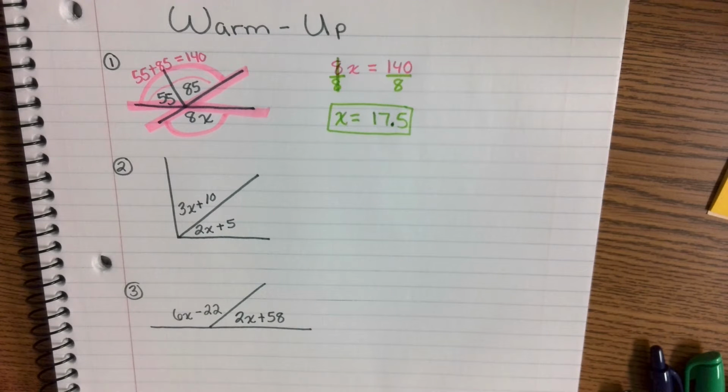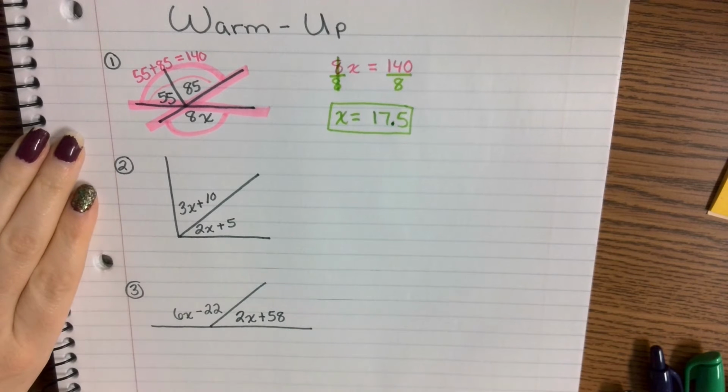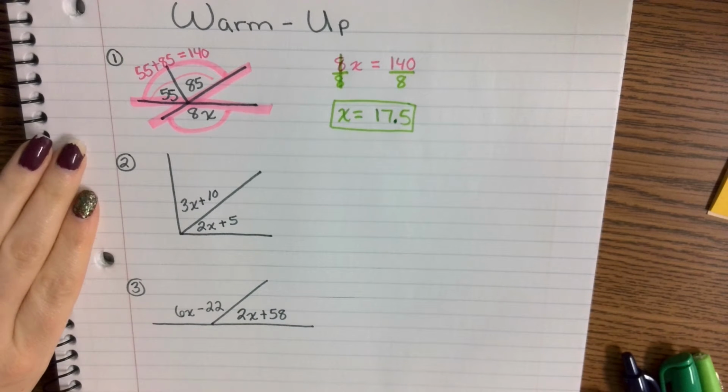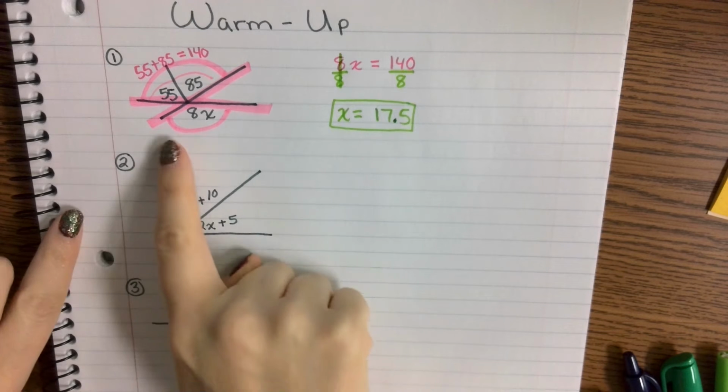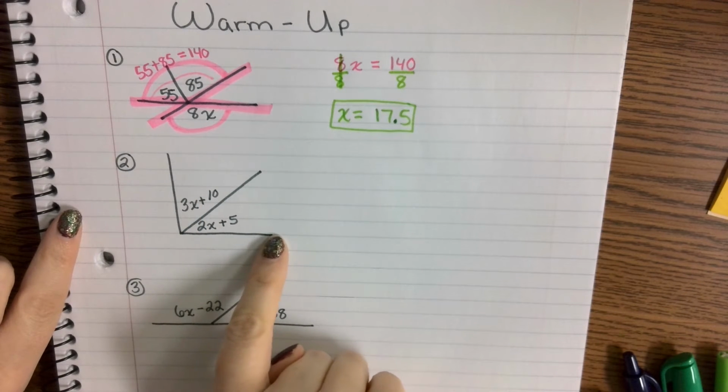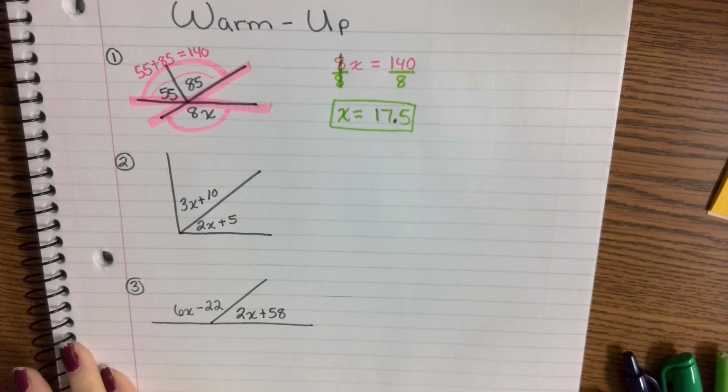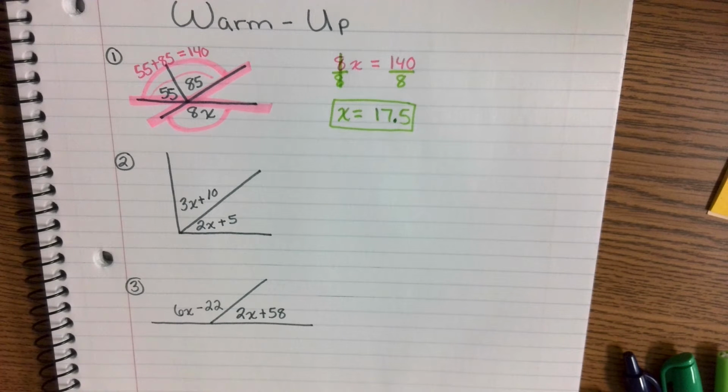All right, for problem number 2. Before we begin, we need to identify the relationship that exists here. Let's go with Jair. What relationship is formed when we see that L? The 90-degree angle. Does anybody remember the term for that? Sarah?